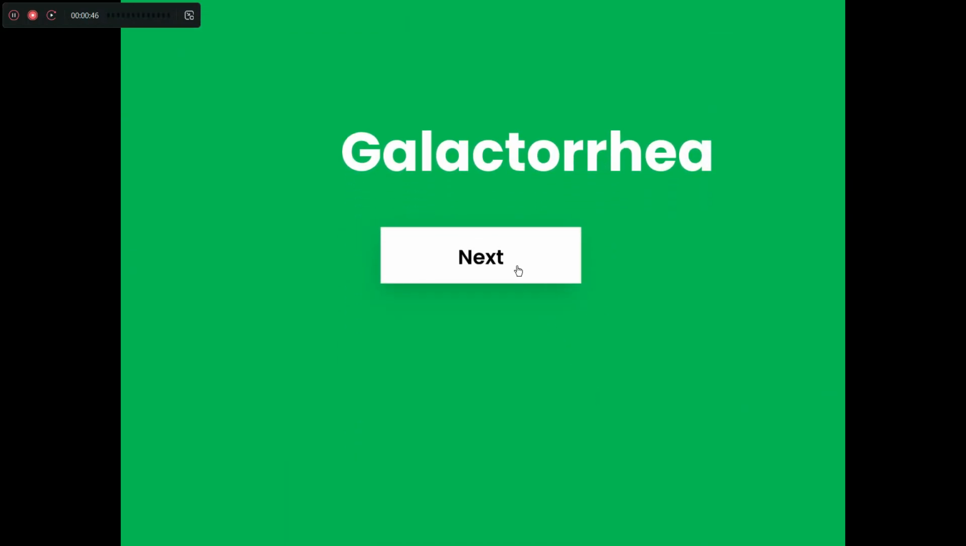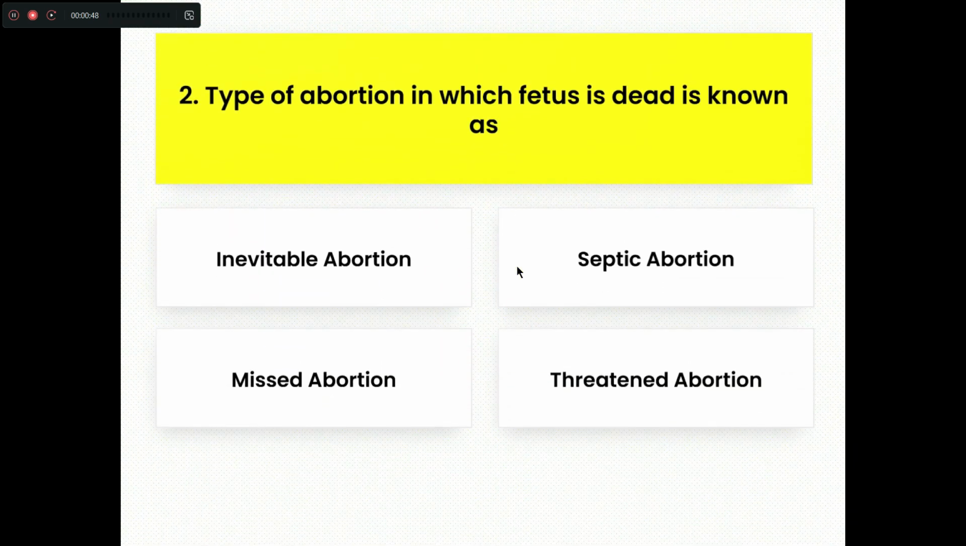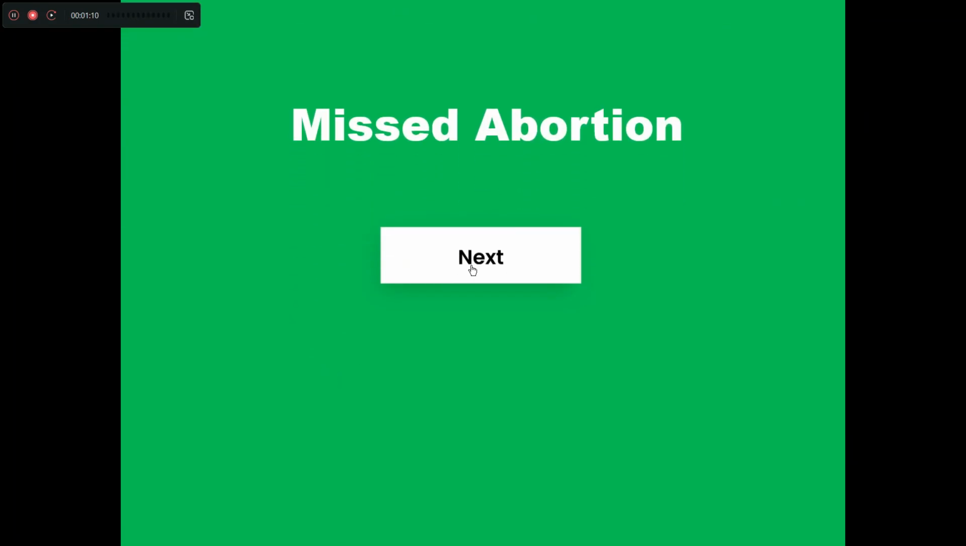Now let's see the second question. The type of abortion in which the fetus is dead is known as option A, inevitable abortion, option B, septic abortion, option C, missed abortion, option D, threatened abortion. The right answer is missed abortion. Option C, missed abortion is the right answer.